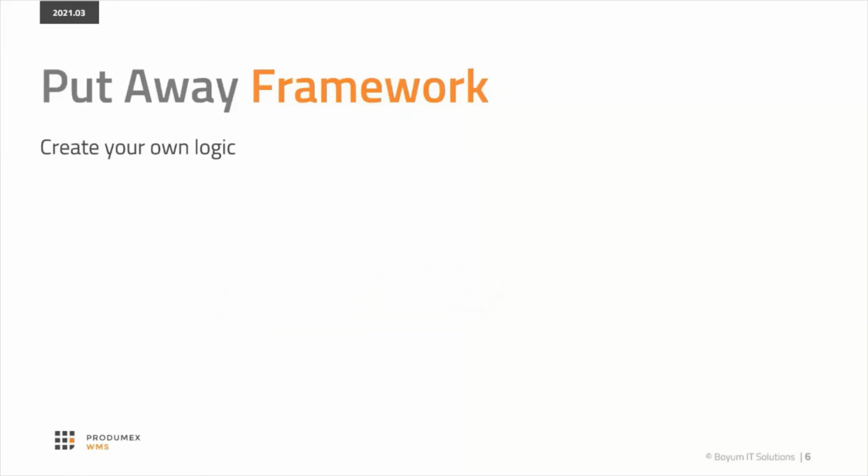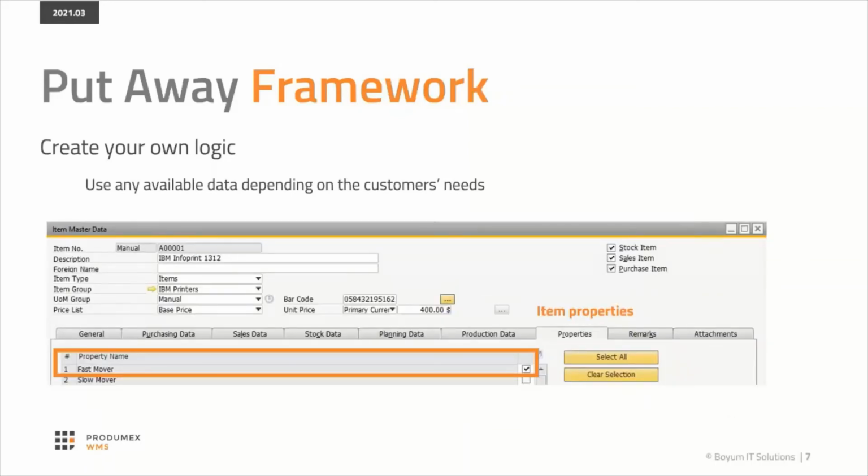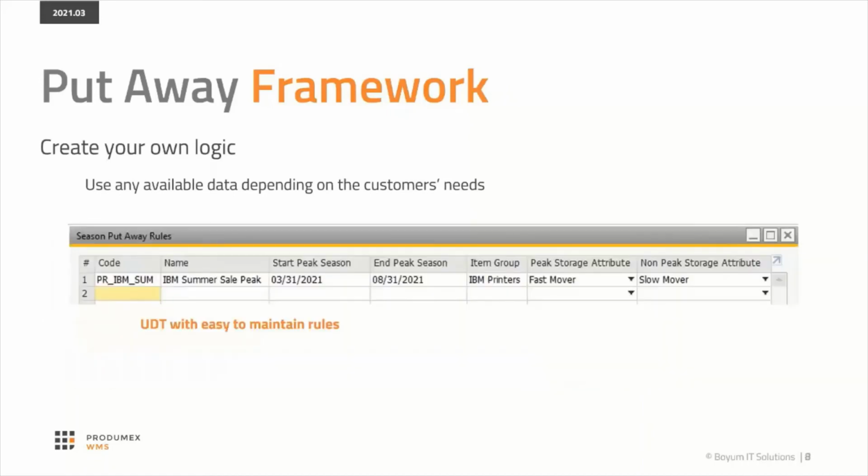Some examples on how you can create your own logic. You can use any available data depending on the customer's needs. An example could be volume and weight information stored on the item master data. We could use item properties like the fast and the slow mover to statically identify them, but we could also build a UDT, for example, which can have peak, start, and end seasons, which in the peak season would of course go into the fast moving items, and in the slow season would go into the slow moving items. And this could be a lot easier to maintain than some very complex rules in SQL or HANA.